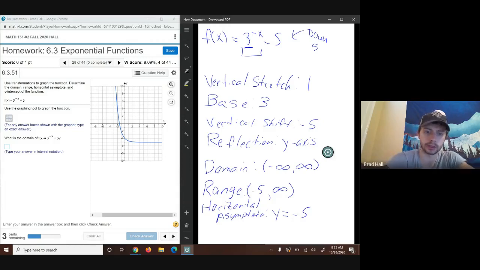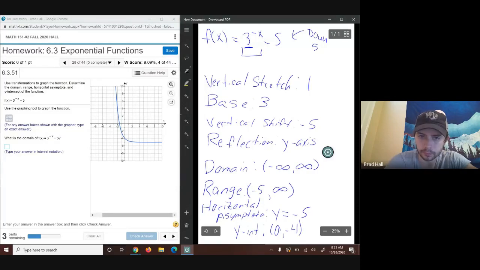And finally, we can look at the y-intercept, which all we have to do is look at the graph and determine that. The y-intercept is (0, -4). Or they just might ask for the integer, and you would just put -4. But that would conclude this problem.